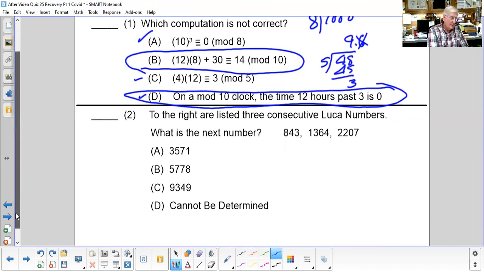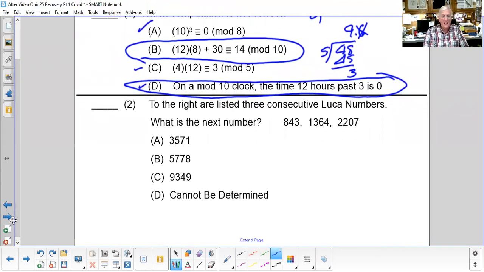Okay, let's go on. To the right are listed 3 consecutive Lucas numbers. What is the next number in that series? Well, if you recall, all I have to do is add these 2 together. And adding those in my head, it looks like 3571. So it appears the answer would have to be A.